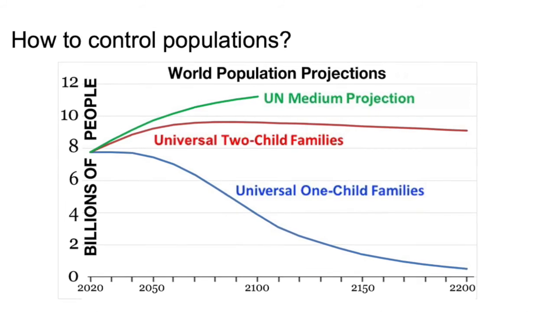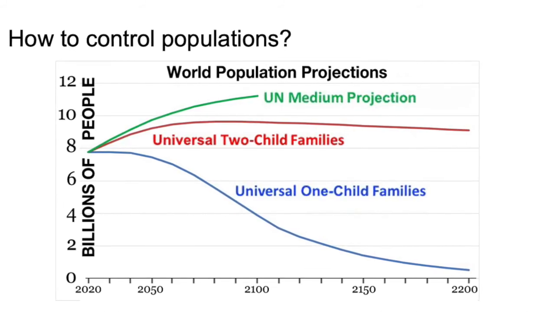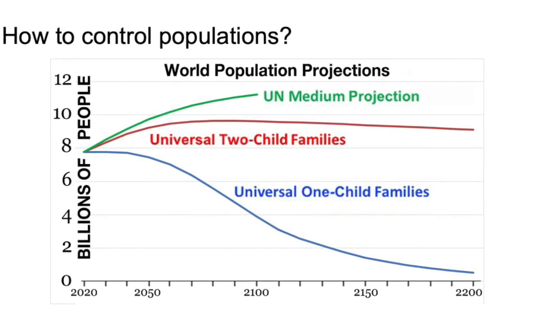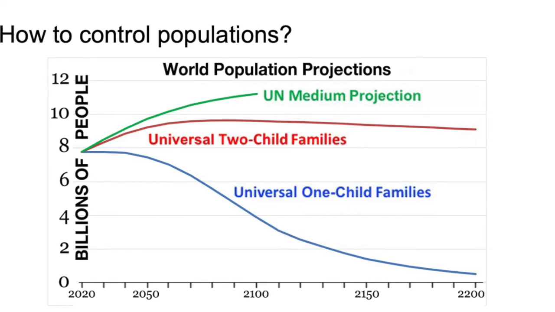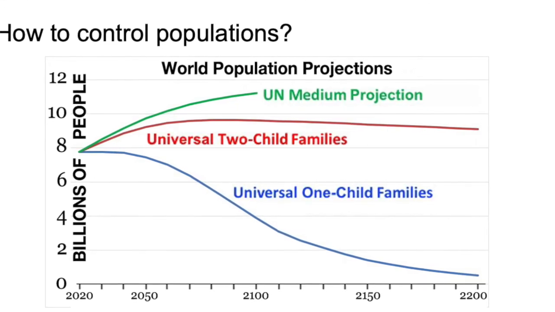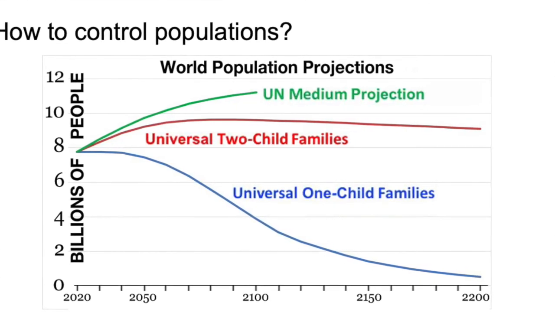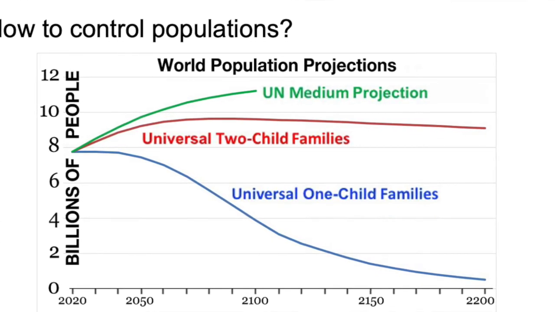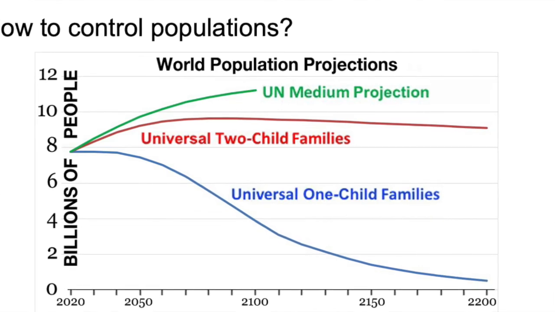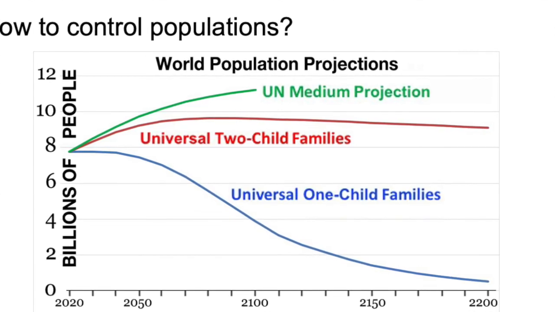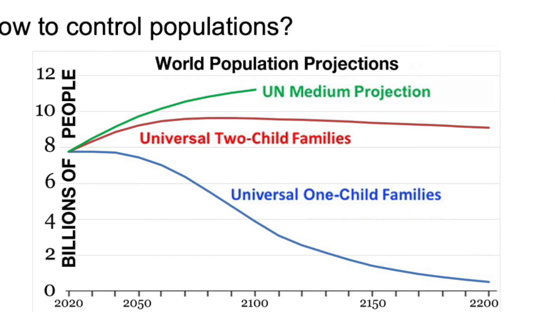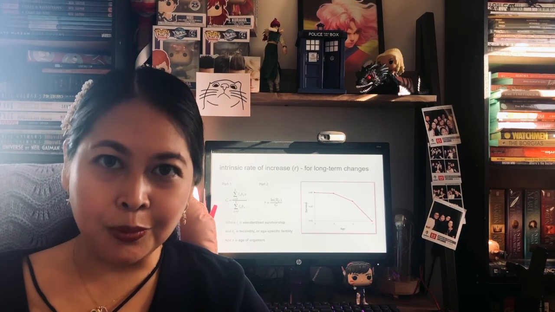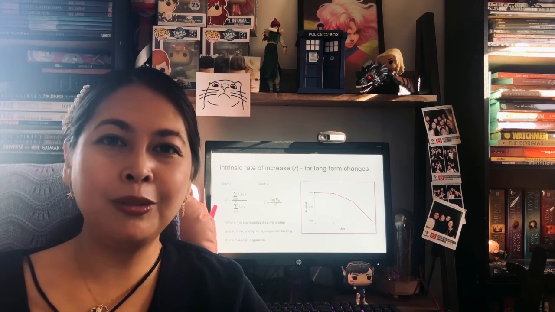The UN median projection shows us the expected population growth of the human species. If the universal two-child family policy is implemented, wherein families are only allowed 2 children, then you can see that it will taper over time. On the other hand, if universal one-child policies are implemented, we can actually see a decrease in population size by the year 2200. So I hope you're able to learn about the value of creating life tables and monitoring population growth and response.